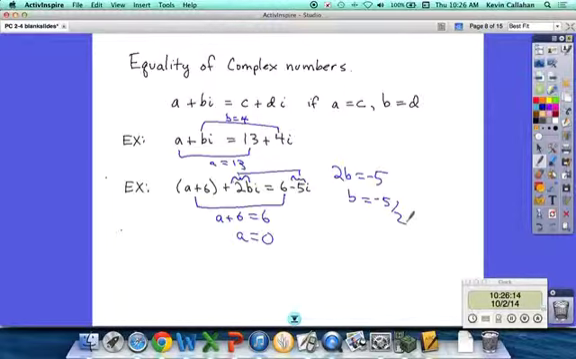Right. So just trying to get at, in order to have complex numbers be equal, their real parts have to be equal, their imaginary parts have to be equal. Okay. So good.